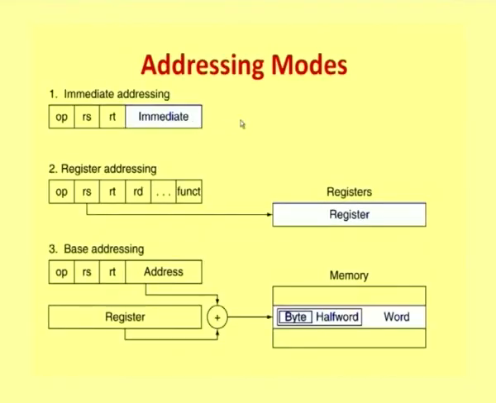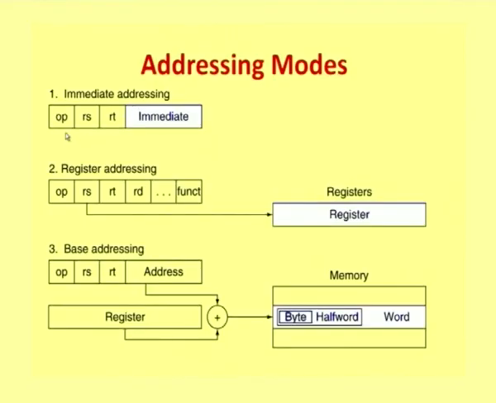Now, coming to the addressing modes supported in the MIPS architecture. As we saw, you have support for immediate addressing. You will have an operand, 2 registers specified which are called RS and RT, and an immediate value. Then you have register addressing, where all 3 operands are specified as registers RS, RT, RD, and then there may be some additional function fields which are specified. So, this is support for register addressing.